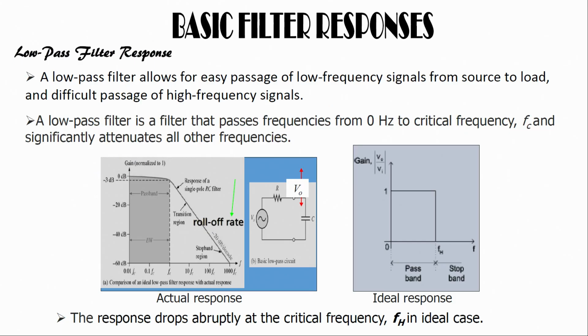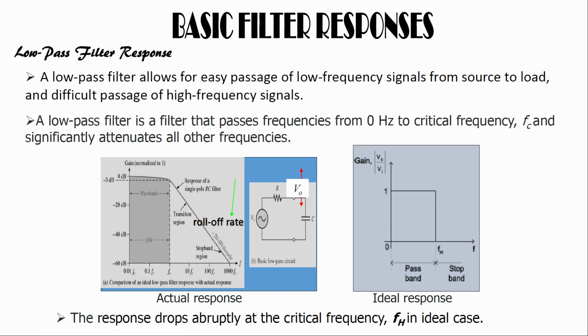We have then seen each of those filters, which are low pass, high pass, band reject. So, let us see once again the low pass filter. What is a low pass filter? A low pass filter allows easy passage of low frequency signals from source to load and difficult passage of high frequency signals. Now if you see the circuit, the ideal response is on the right side and the actual response is on the left side. The ideal response is like a brick wall, whereas the actual response is a little different, and here a new definition comes into the picture called roll off rate.